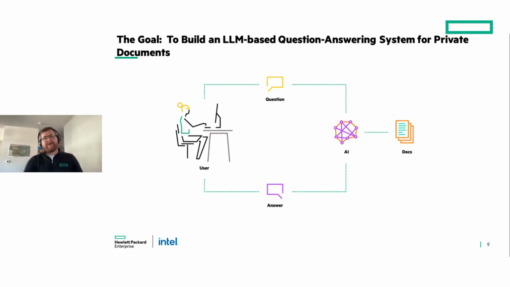So the goal of this prototype, our test simulation here, is to build an LLM-based question answer system for private documents. This is the super zoomed out level. The user asks a question, a magic AI black box that we're going to reveal goes to the documents and gets an answer, right? And the idea is that it gets an answer that is not the Wild West.